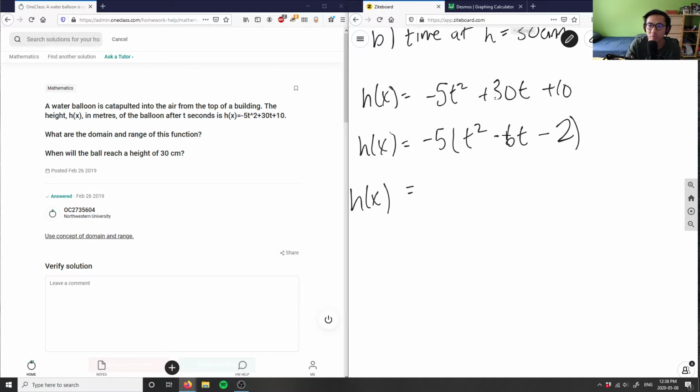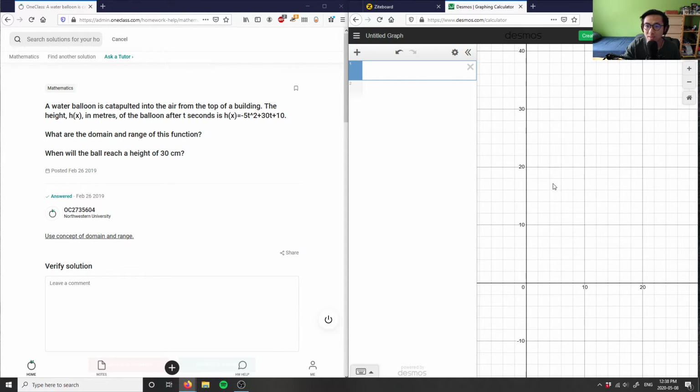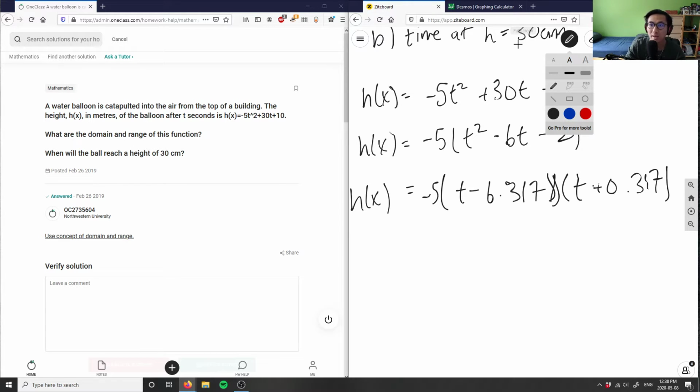So basically what I have to do here is, again, I have t here. I have negative 5. So I factor that out, and I get negative 5 times t squared minus 6t minus 2, right? So 1, negative 6, negative 2. I can factor that, and I would get t equals 6.317, and this here is positive 0.317. Again, this is simply done through the quadratic formula. And again, I can always graph this, and I would basically get the graph that I saw in Desmos.